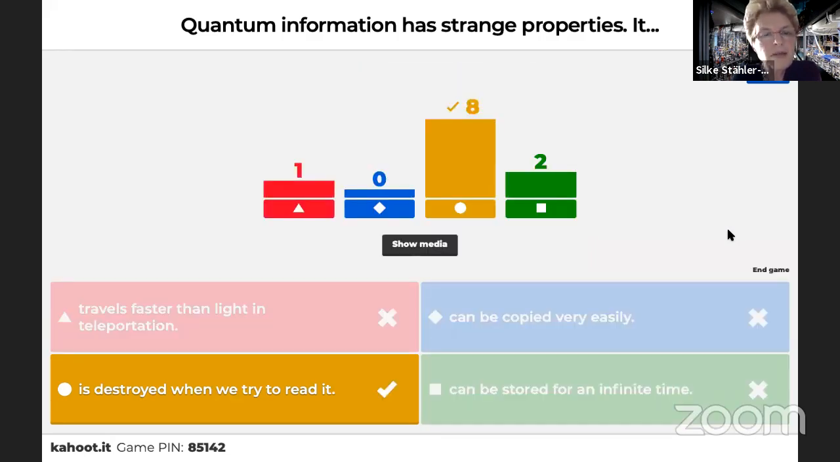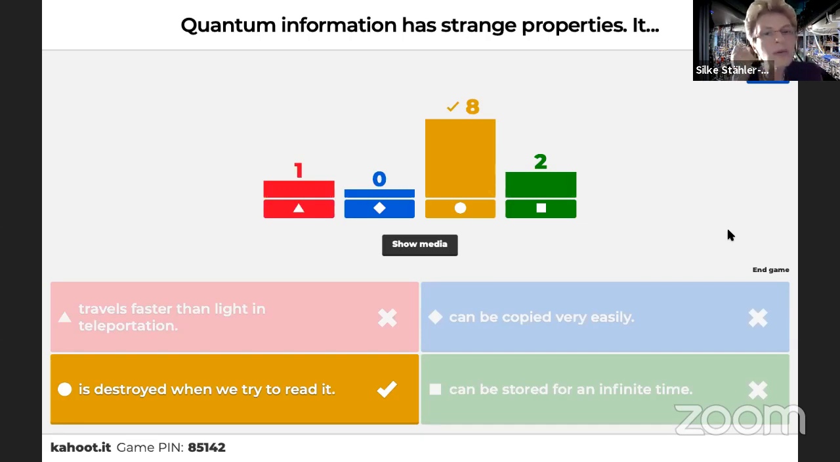Oh, many people had the right answer. Very good. Quantum information has strange properties. It is destroyed when we try to read it. The information doesn't travel faster than light. Therefore, the right answer is not right. And it also cannot be stored for an infinite time. It's always hard to store a qubit because of the interaction.